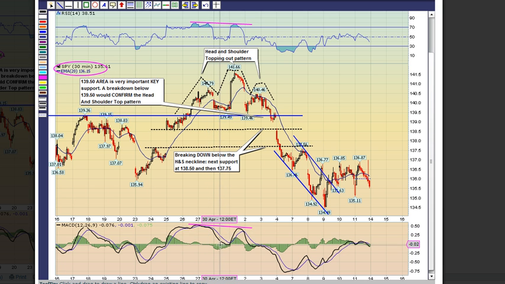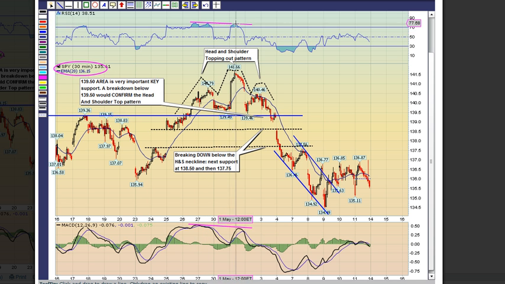Now here's where things get iffy, is that MACD made a lower high. You can see how this high over here on the MACD is lower than this one. So now you have a downward sloping MACD now. See that? So it's downward sloping as the index is making a higher high. So to me, this is a bearish divergence.